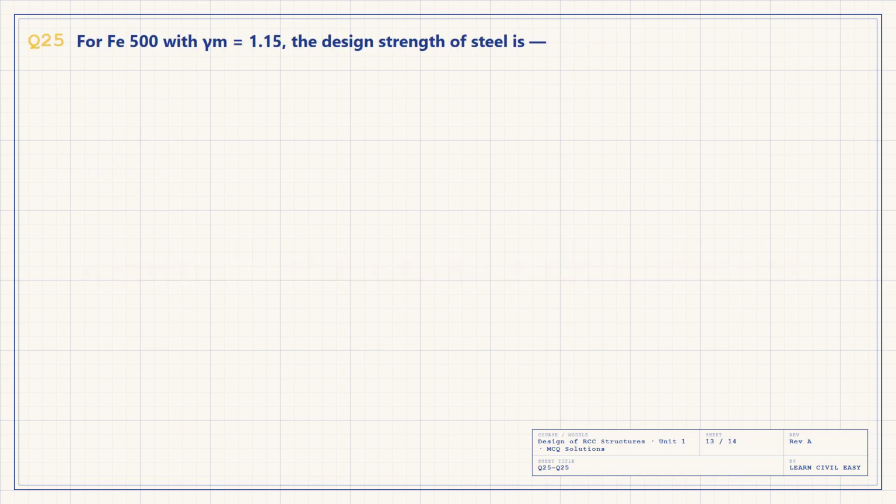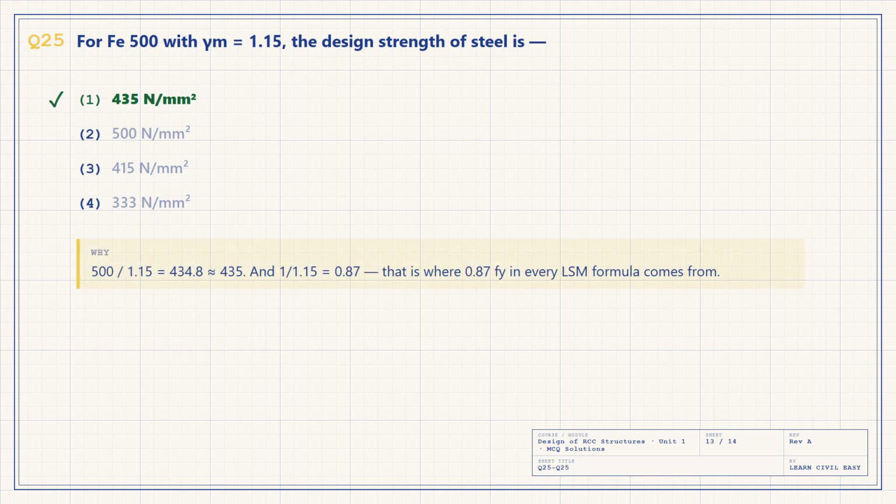Question 25. For Fe 500 steel with gamma m equal to 1.15, the design strength of the steel is 500 divided by 1.15, which is 434.8, so approximately 435 newtons per square millimeter. Option 1. And now the part worth carrying with you, 1 divided by 1.15 equals 0.87, that is where the 0.87 Fy in every single limit state formula comes from. Most students use that number for 2 years without ever knowing why.